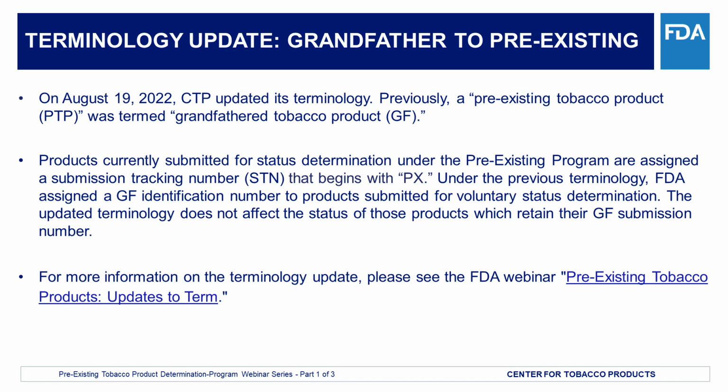Now PX submissions are assigned identification numbers with a PX prefix. If you had submitted a pre-existing tobacco product status determination request prior to the terminology update, your submission was assigned an FDA submission tracking number with a GF prefix, but its status has not changed with the terminology update. The identification number with the GF prefix is still valid.